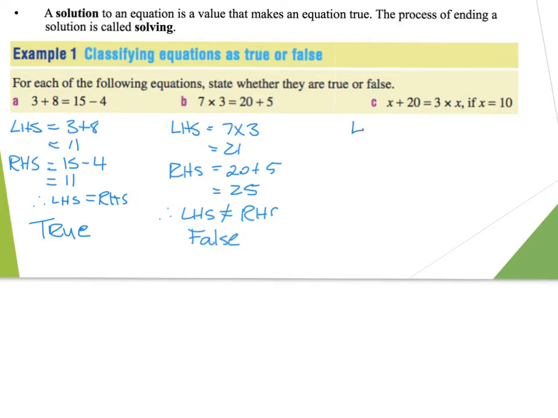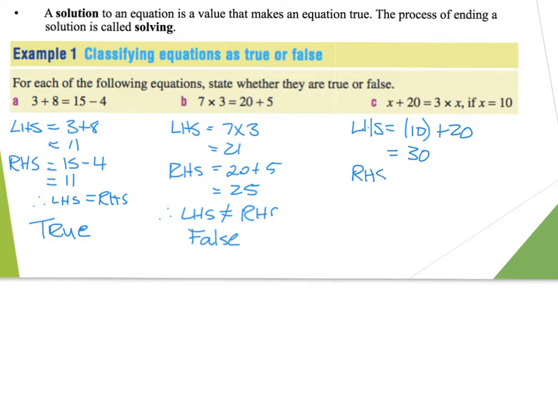We're going to start with the left-hand side, equals, and I'm going to use brackets whenever I have to do substitution. So in the place of x, I'm going to use a bracket. So it's going to be x plus 20, and in this case x is 10. 10 plus 20 equals 30.